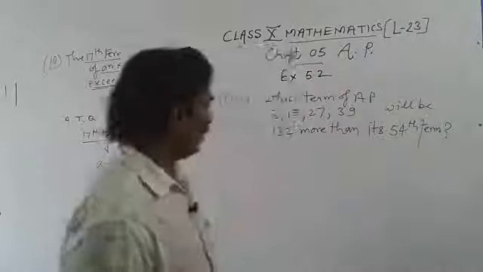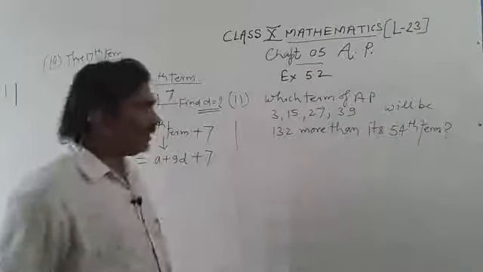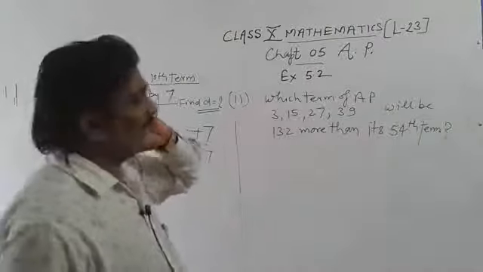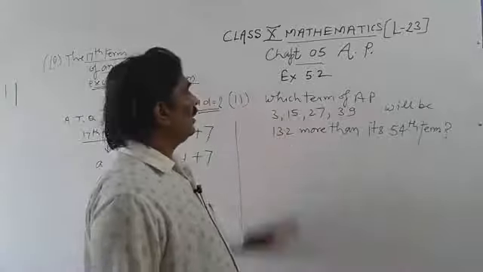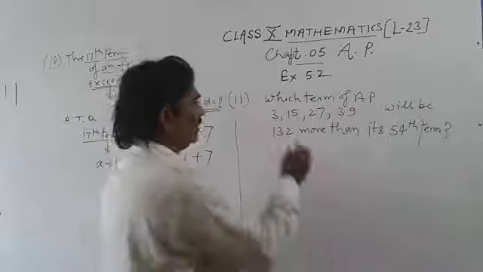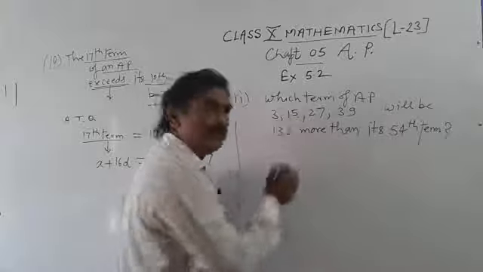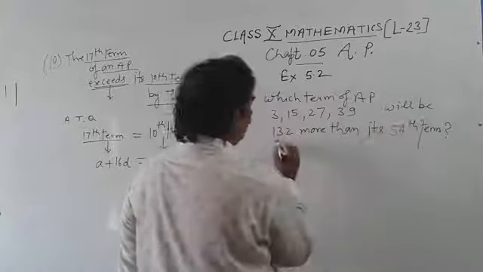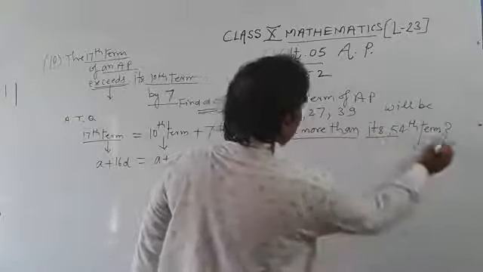Now come here to question number 11. So students, 11 is here. Which term of the AP 3, 15, 27, 39, and so on will be 132 more than its 54th term?